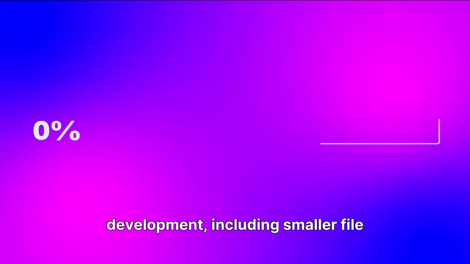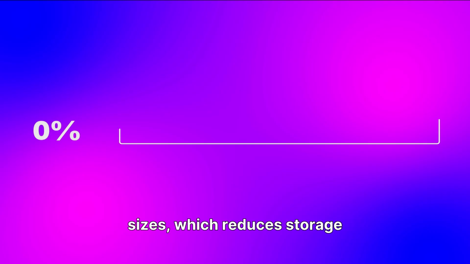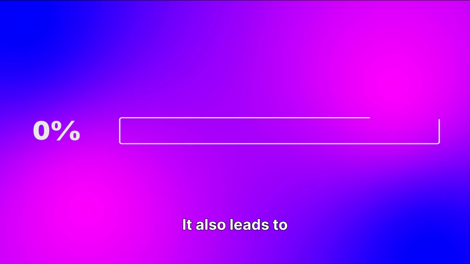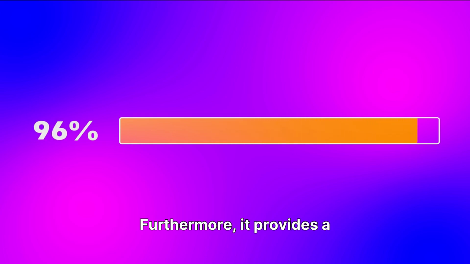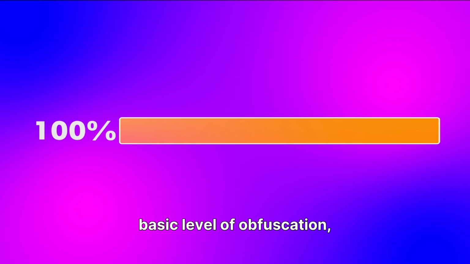This method offers several significant benefits for game development, including smaller file sizes, which reduces storage requirements and download times. It also leads to faster loading times because the data is already in a machine-friendly format, requiring less parsing. Furthermore, it provides a basic level of obfuscation, making it harder for casual users to inspect or tamper with your game's internal data without specialized tools.